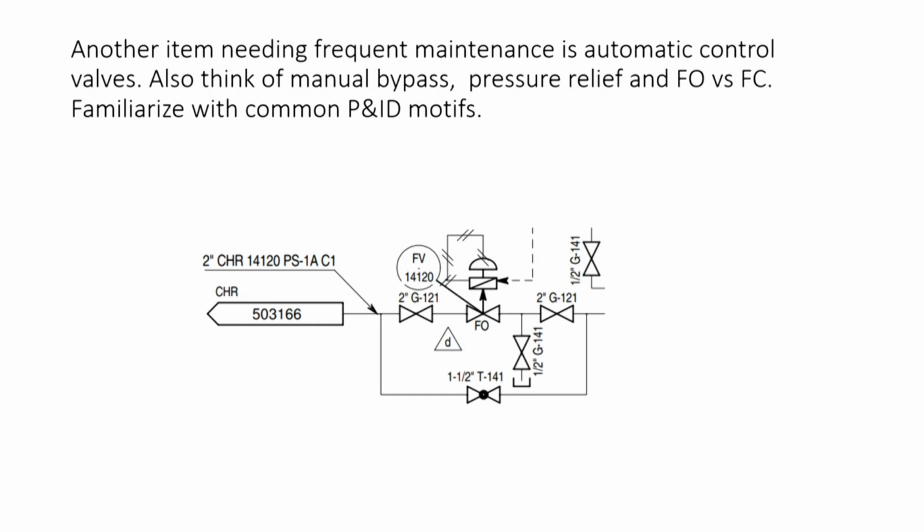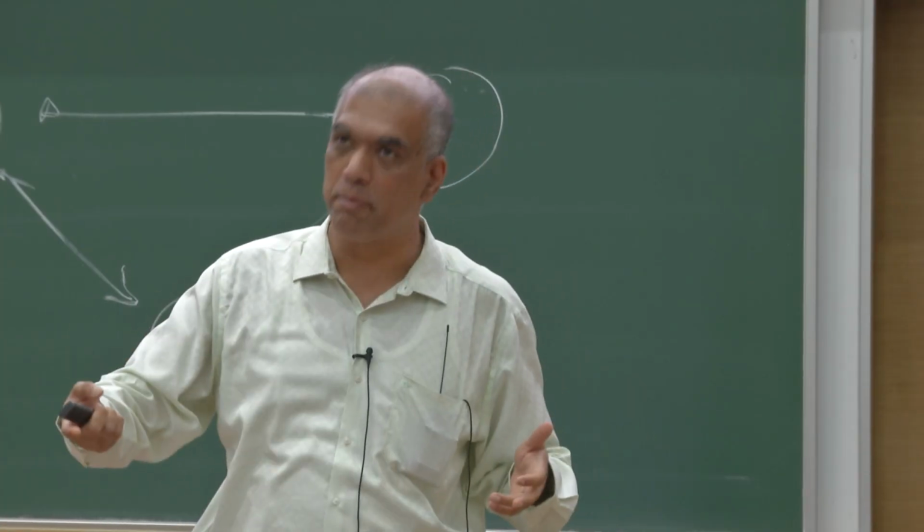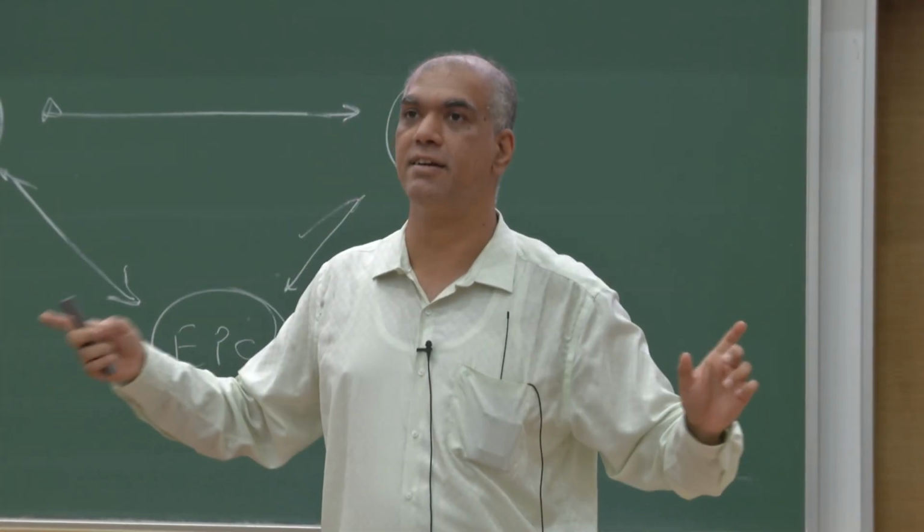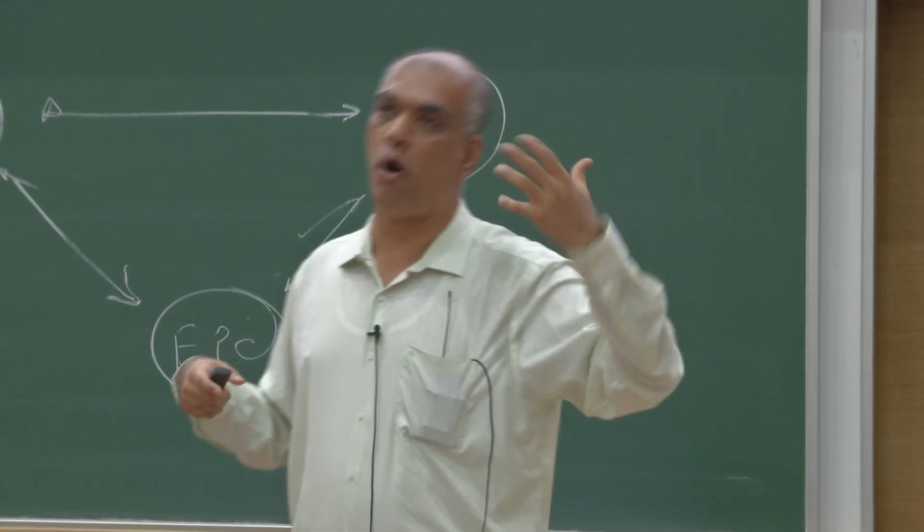So suppose the valve which says FO, suppose that valve has some malfunction, right? Because it's an automatic valve. You would want to have a bypass line that you're controlling manually in order to make it work. And then suppose you want to repair the valve, you want to shut it, right?